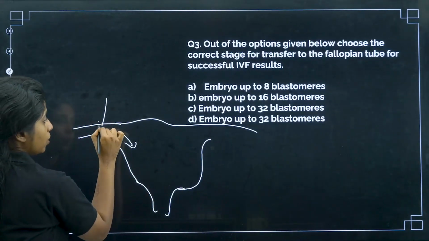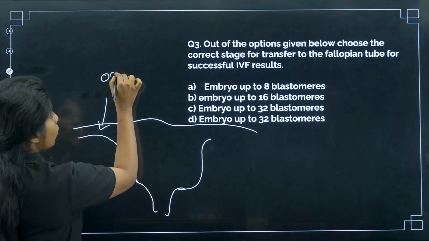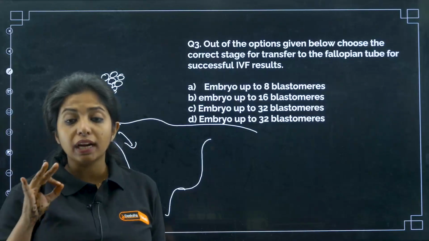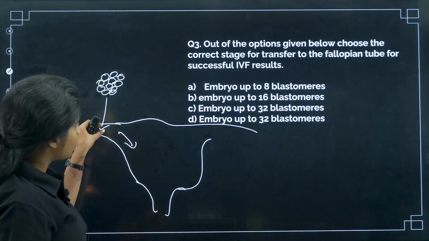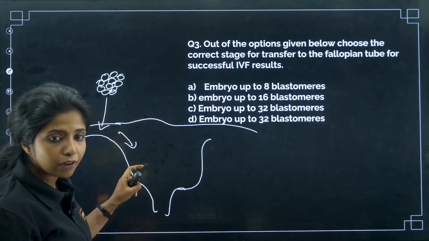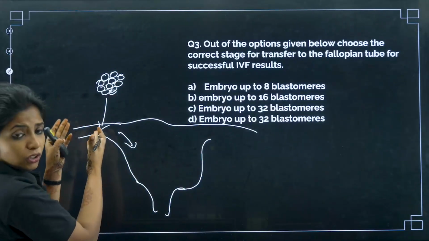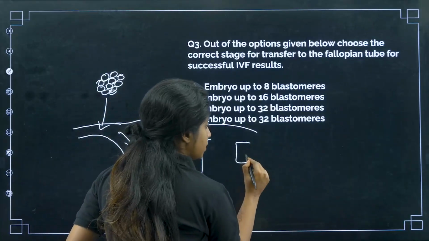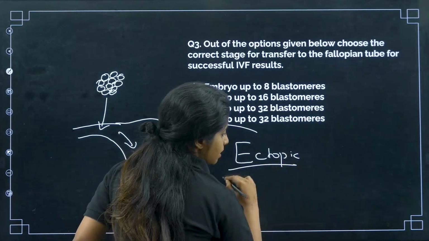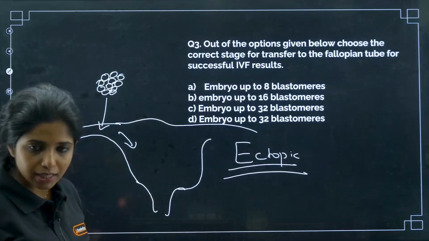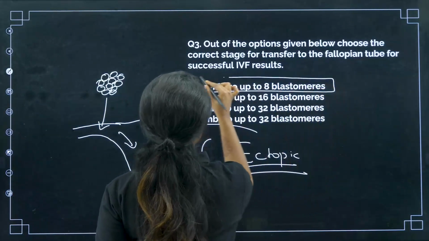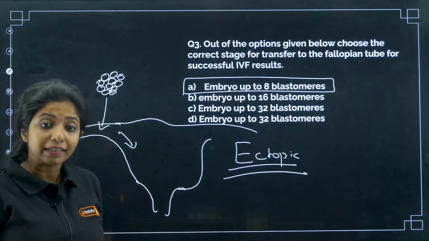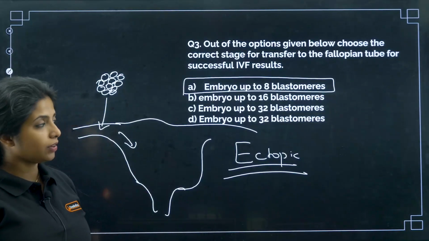So when you're putting the embryo, you have to make sure that it has only up to 8 blastomeres and not more than that, because slowly this embryo will divide and come down by itself. If you keep a whole big embryo over there, it will grow there and lead to something known as ectopic pregnancy. This is not something that we need. Ectopic pregnancy is dangerous both for the mother as well as the fetus. So up to 8 blastomeres you can put it in the fallopian tube. If there are more than 8 blastomeres, you can put it in the uterus directly, according to IVF, in vitro fertilization.